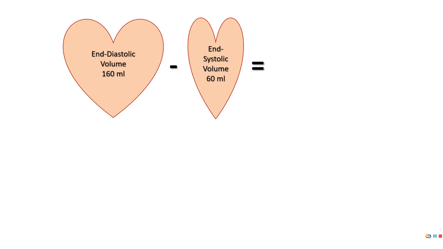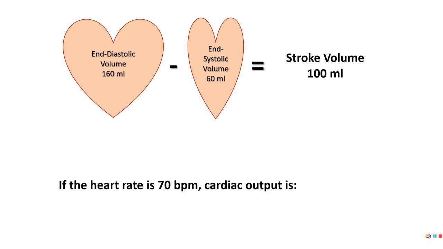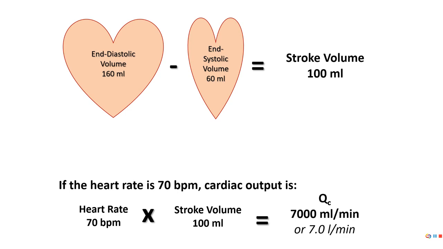So if we've got this example here, end diastolic volume is 160 and end systolic volume is 60. That would mean our stroke volume is 100. If our heart rate is 70 beats per minute, that means our cardiac output would be 70 beats per minute times 100 mils per beat. And so we get 7,000 milliliters per minute, but we would change that into 7 liters per minute because that's what we report cardiac output in. So stroke volume we report in milliliters. Cardiac output we report in liters.